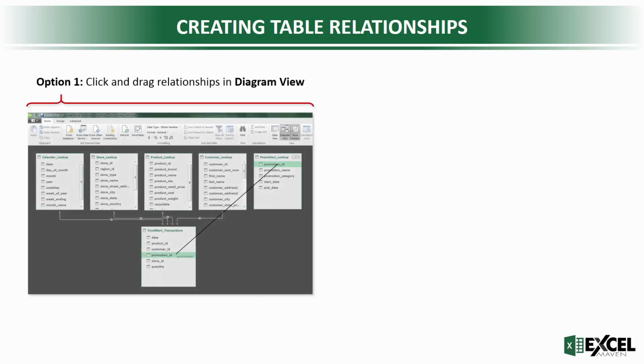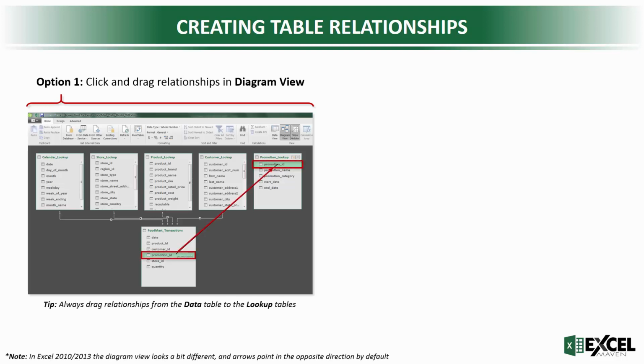The first way, which I find the easiest, is simply to click and drag relationships in the data model diagram view. So what you're going to do is select the foreign key from a data table, click and drag your mouse to the matching primary key in the related lookup table. And then once you release your mouse, it's going to create that relationship for you.